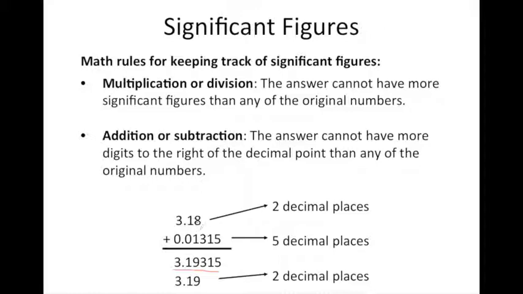the addition or subtraction. So our 5 would not be significant, our 1 would not be significant, our 3 would not be significant. The first significant figure here is 8, and so because this has 2 decimal places, our answer would be rounded to 3.19. So our answer would have only 2 decimal places as well. So please be aware of the difference in rules between multiplication, division, and addition, subtraction.